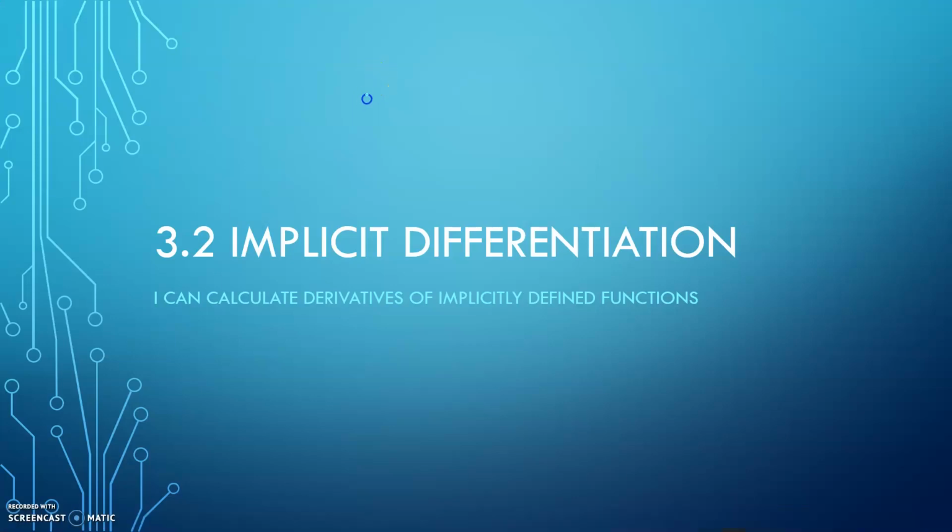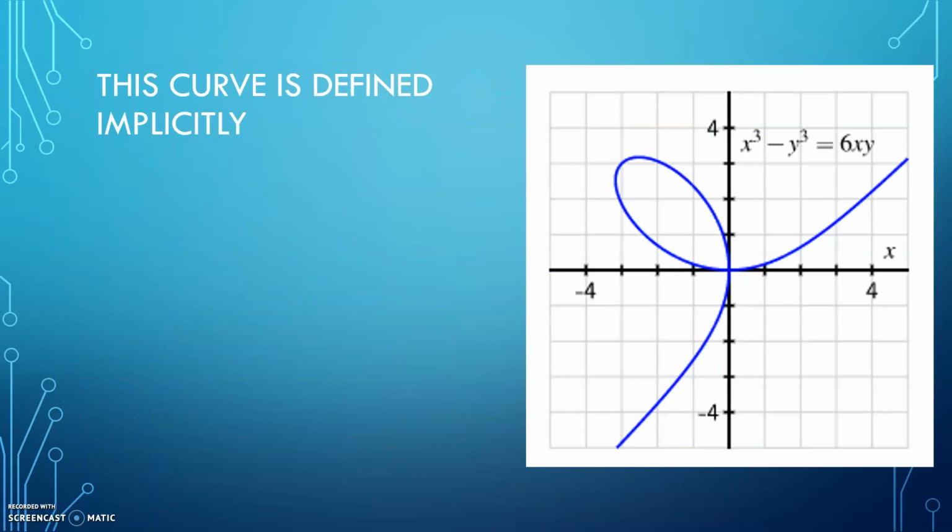If you remember, the equation for a circle is x squared plus y squared equals, let's say, 25. That equation for a circle is an implicit curve, and it's not a function because circles go all the way around, so it fails a vertical line test. So we're going to look today at how you would take a derivative of something that looks like that.